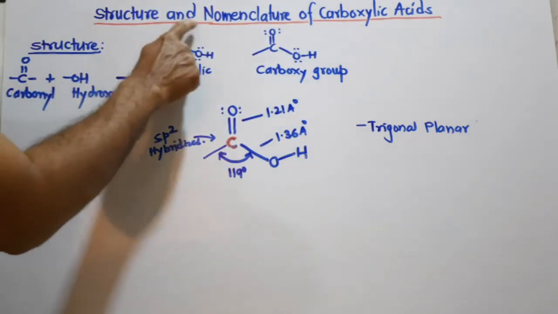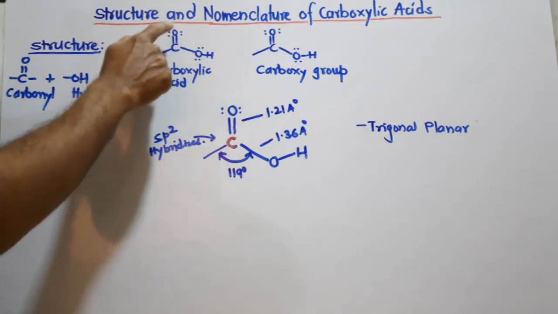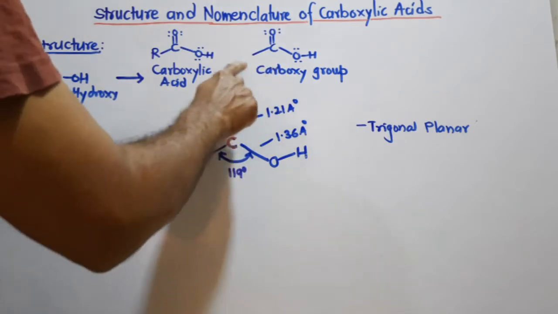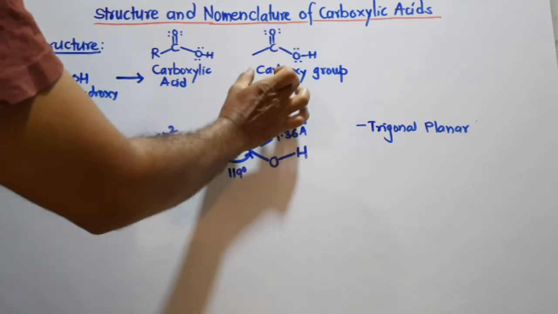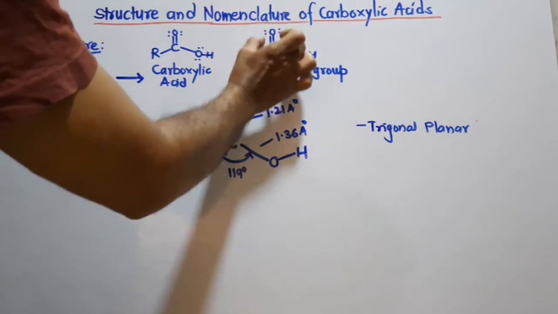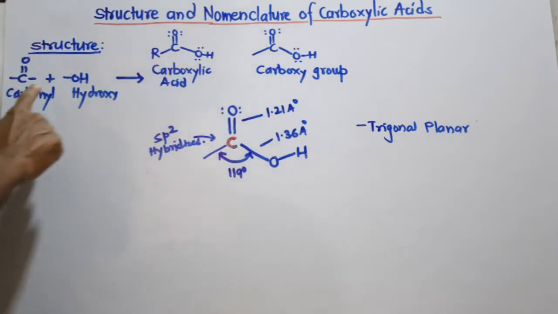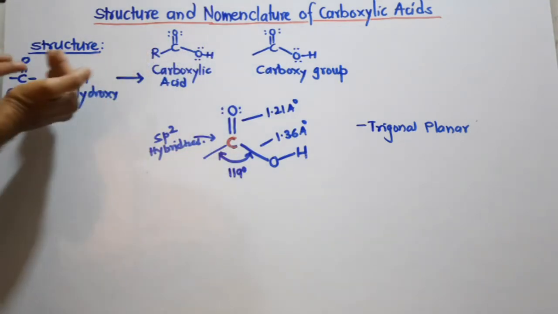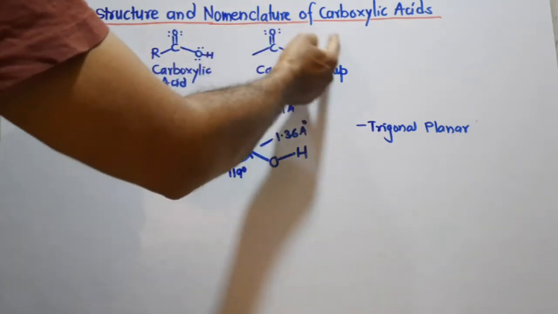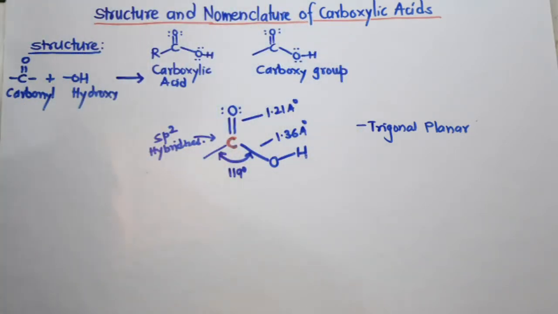So here you can see in all carboxylic acids, this functional group, the COOH group, is present. This is called the carboxy group. Why do we call it a carboxy group? Because it is a combination of two functional groups: one is carbonyl and another is hydroxy. So carbonyl and hydroxy, when combined together, we call it a carboxy group. This is the functional group present in carboxylic acids.